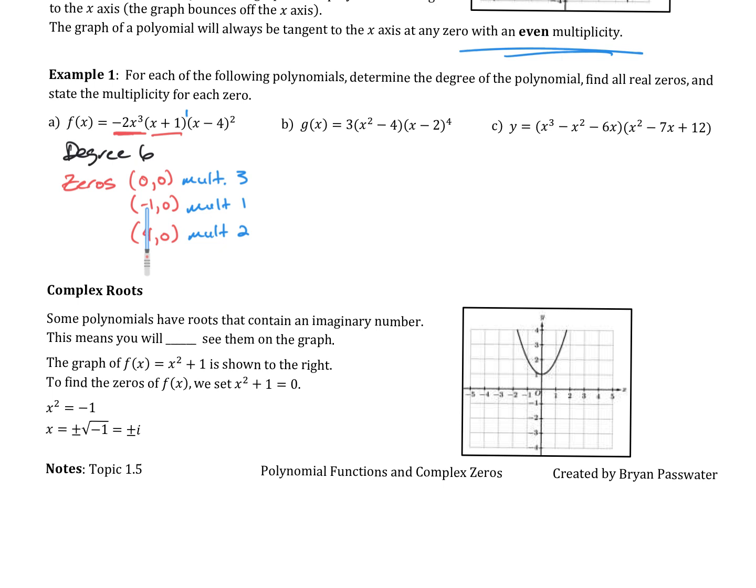How about negative 1? What's it doing? It's going through. How about at 4? What's it doing? It's bouncing because now we're even. Make sense? All right, we're going to do it again. So let's look at part B now.